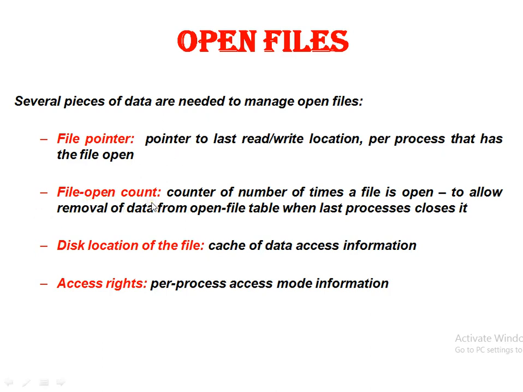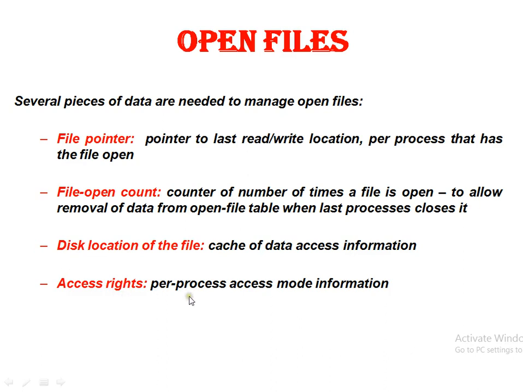Next, file open count. What is this file open count? The counter of the number of times a file is opened. How many times is a particular file opened? Say you have a file called abc.txt. Using this count, we can know how many times abc.txt has been opened. Next, disk location of the file. Cache of data access information, that is, how many times the data is being accessed from that particular location.